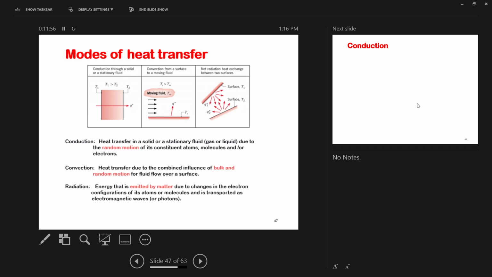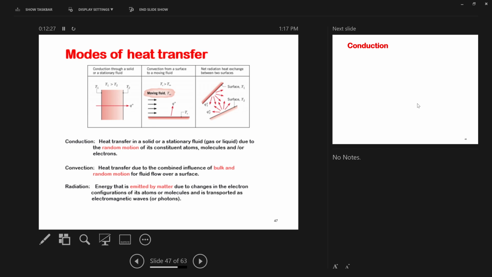The last mode of heat transfer that we want to discuss here is radiation, which is the energy that is emitted by matter due to the change in the electron configuration of its atoms or molecules, and is transported as electromagnetic waves or photons. That gets into a little more of the physics when you're dealing with radiation.